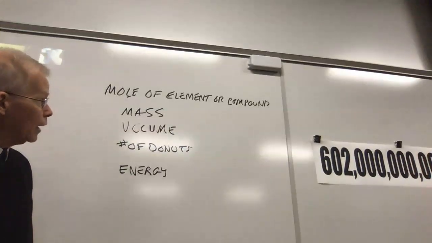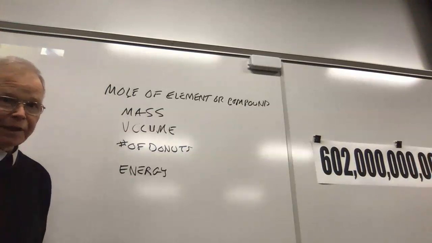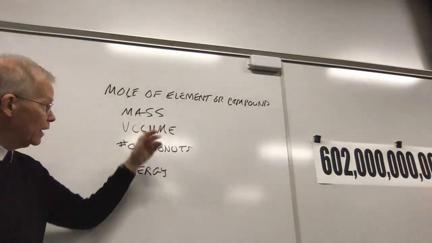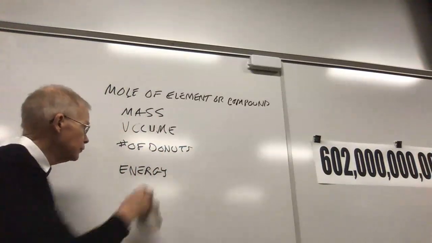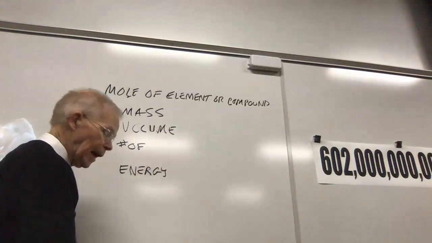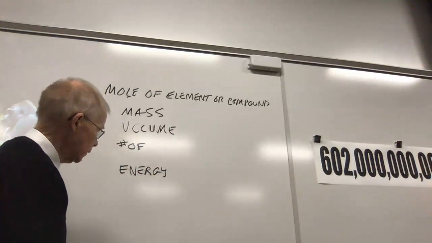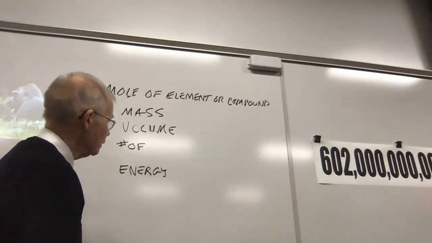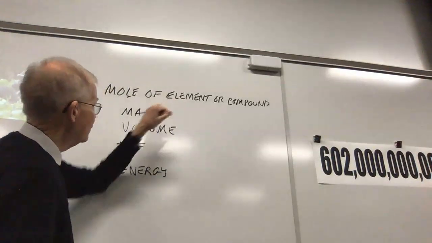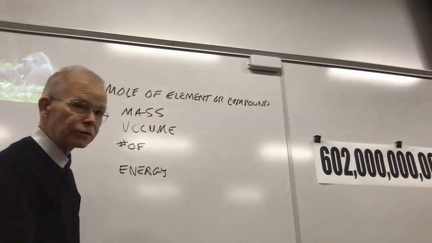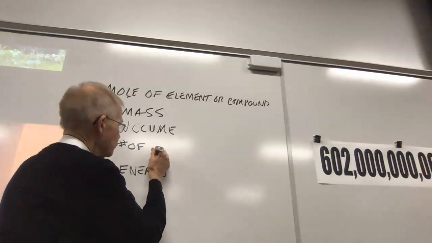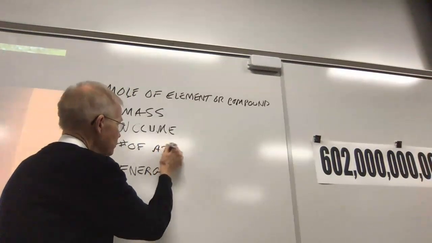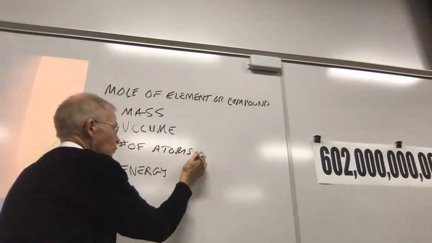So here's my board now, slightly relabeled. I still got mass, I still have volume, number of donuts. I'm going to change that to number of atoms or molecules, and I still have energy. Up at the top, I'm now considering the mole to be a mole of elements and a mole of compounds. So down here I'm going to put atoms or molecules.